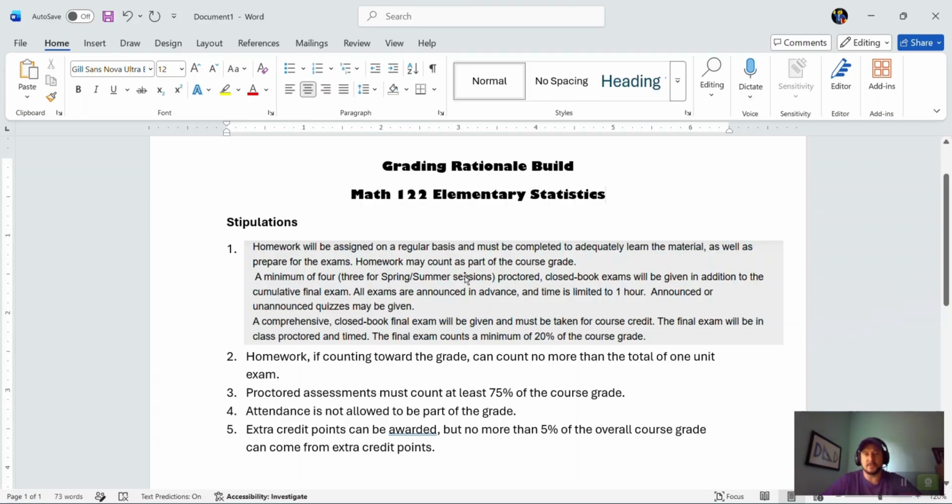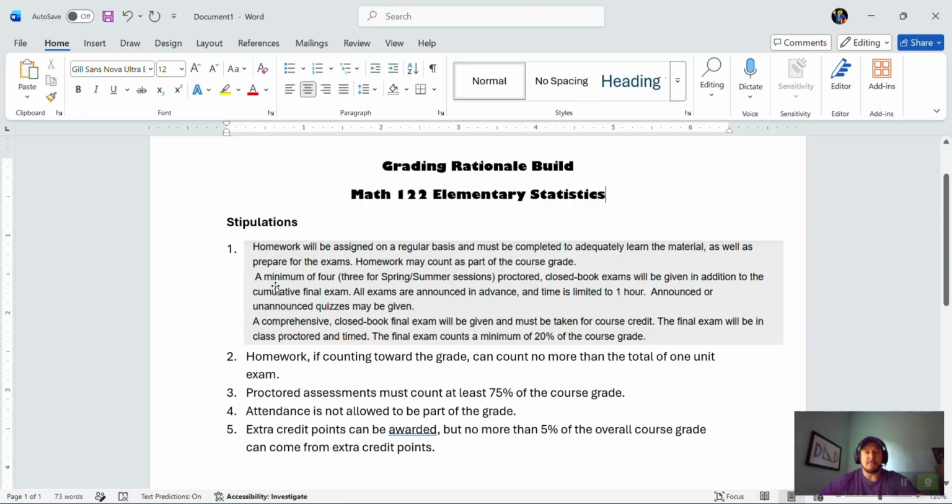Okay. Another requirement or stipulation is that there are a minimum of 4. This is going to be for fall, so I'll skip this part. A minimum of 4 proctored closed book exams will be given in addition to the cumulative final exam. So that's 5 exams total. 4 of them are going to be unit exams, and the 5th exam is going to be the final exam, which covers the entire course.